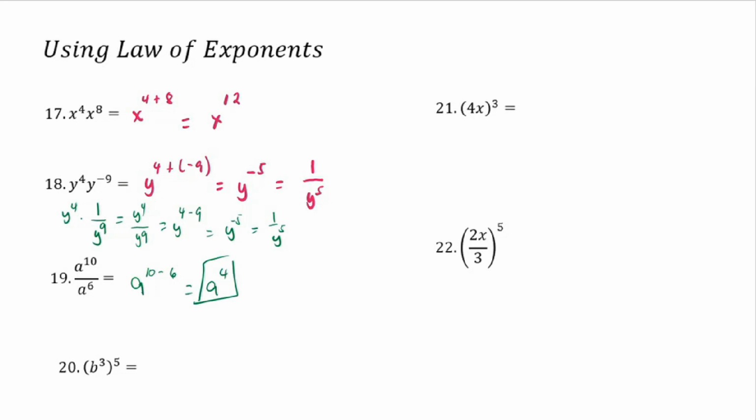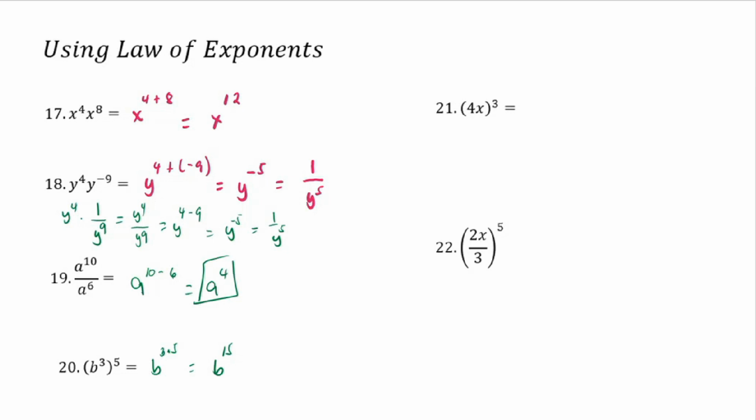Okay, for this, we are going to apply the power to a power rule. So we have b to the power of 3 times 5, and 3 times 5 means 15. Therefore, b raised to the 15th power.